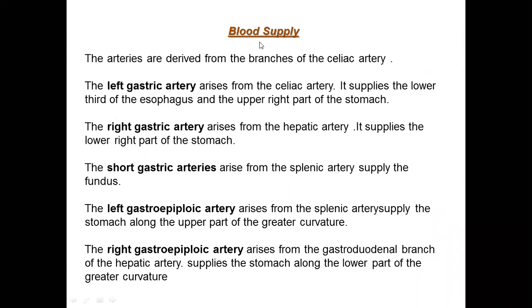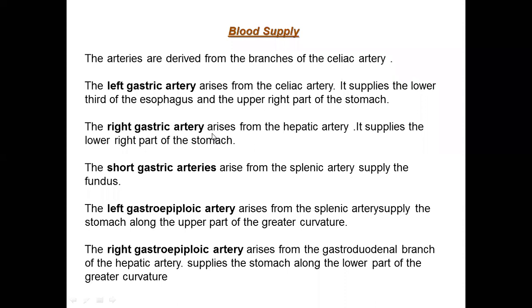Now coming to the blood supply of the stomach. It is supplied from the branches of the celiac artery. The stomach is supplied by the right gastric artery and the left gastric artery. The left gastric artery arises from the celiac artery, and it supplies the lower third of the esophagus and the upper right part of the stomach.